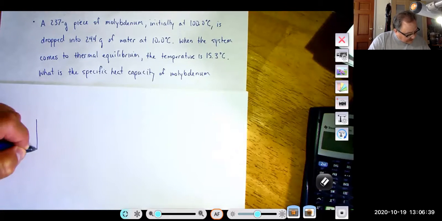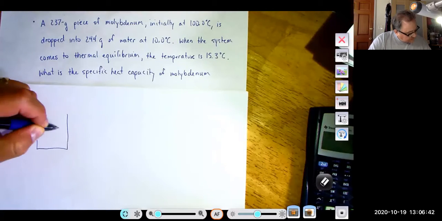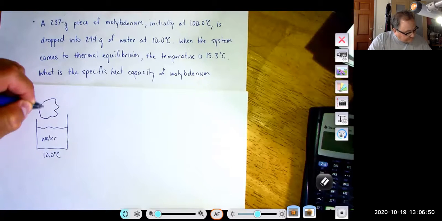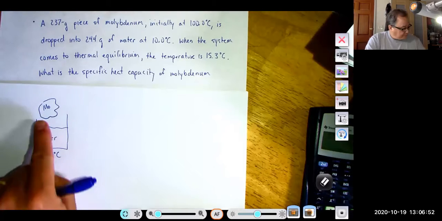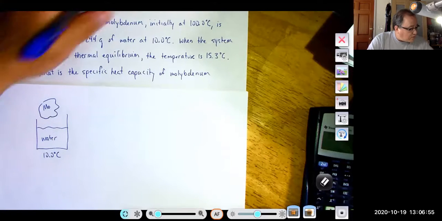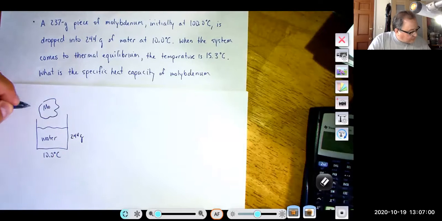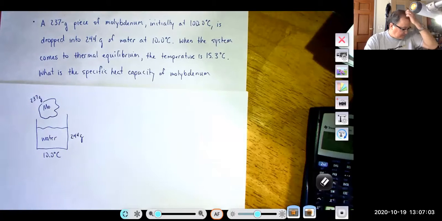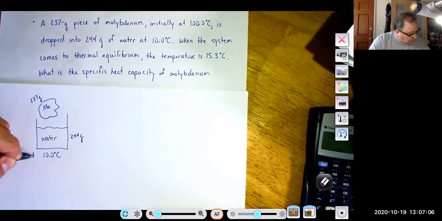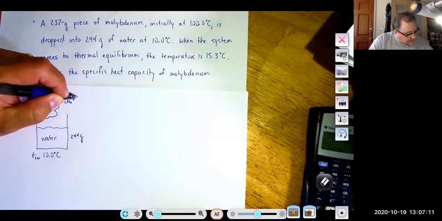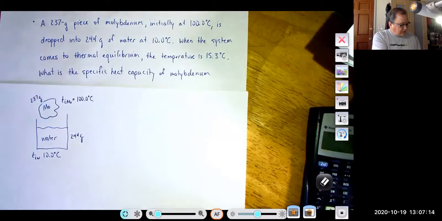So if I draw this out, here's the water at 10 degrees Celsius, and here's the molybdenum, Mo. And for the water, we have 244 grams, and this is 237 grams. And this is T initial for the water, and T initial for the molybdenum is 100 degrees Celsius. So does everyone understand the concept here?